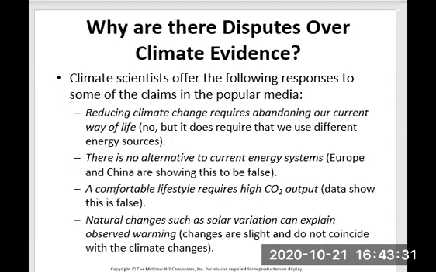So why are there disputes over the climatic evidence? Climate scientists offered the following responses to some of the claims in the popular media. Reducing climate change does not require abandoning our current way of life, but it does require that we use different energy sources. A comfortable lifestyle requires high carbon dioxide output. Natural changes such as solar radiation cannot explain observed warming, as the changes are slight and they do not coincide with the climatic changes.